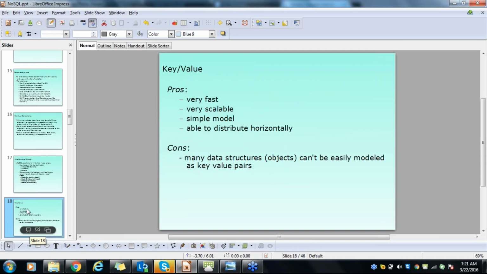Now, if you see all this, the pros are that they are very fast. They can be scalable because there are no primary key, foreign key relation constraints. You can just pump or dump the data in whatever format. They are just linked by their keys. So you don't have the problem of atomicity or ACID properties. And for obvious reasons, they are able to distribute horizontally.